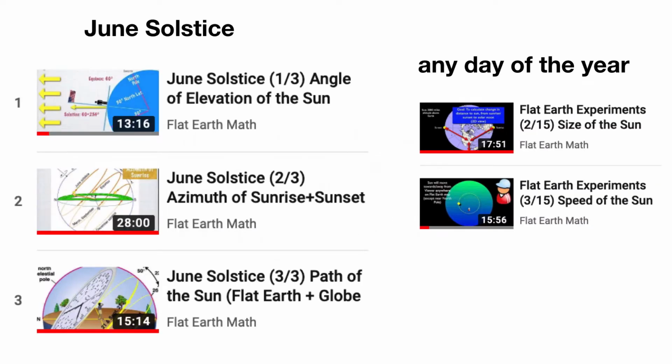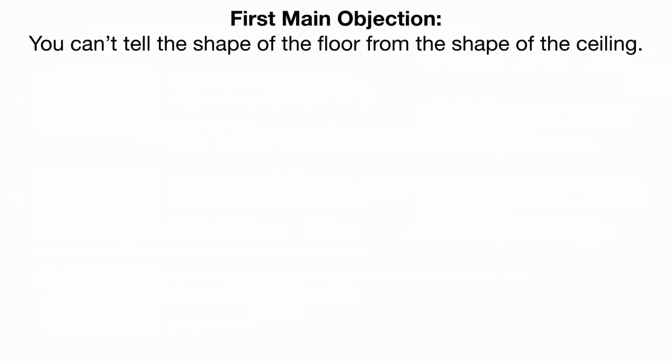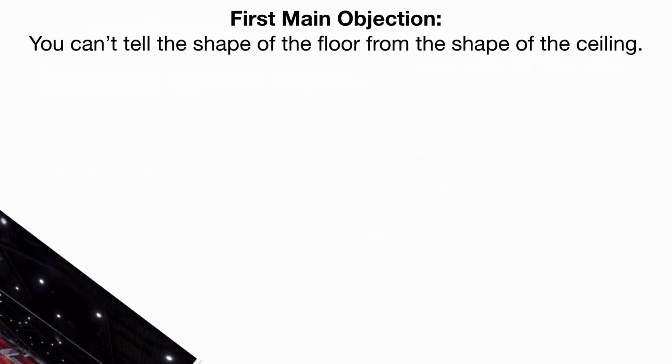So there are 5 explorations that you can do, or at least that I recommend. 3 of them are very specific to the June solstice, and 2 of them you can do any day of the year. We're going to describe these in detail in the coming minutes. Now, all these things involve very, very carefully observing the sky. And so the first main objection is you can't tell the shape of the floor from the shape of the ceiling. And this is true.